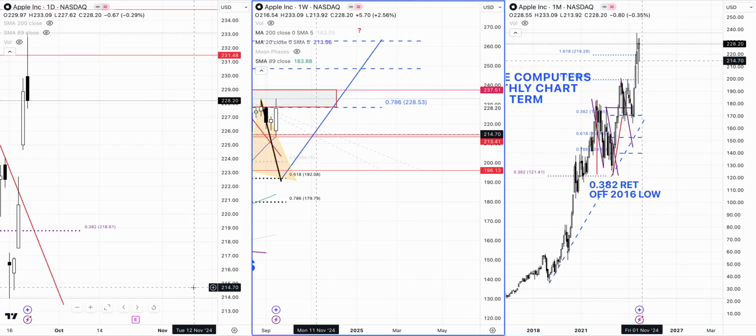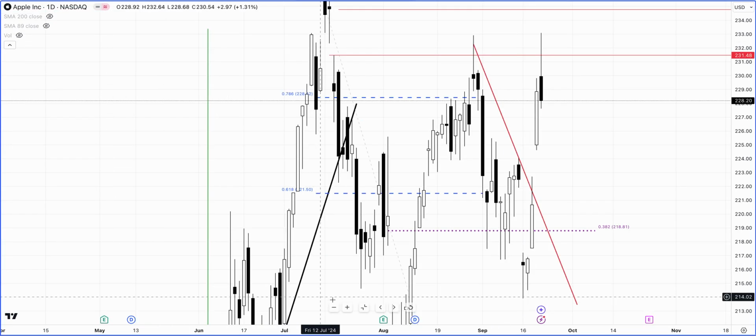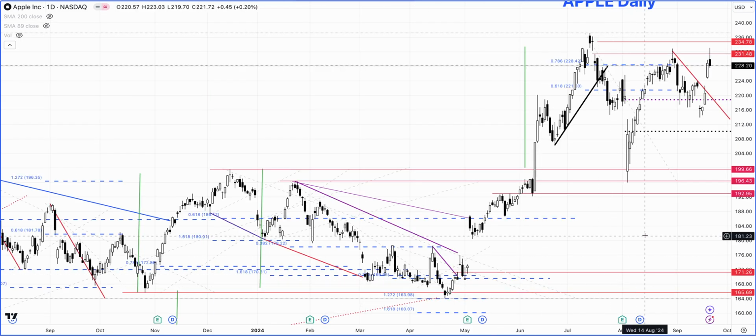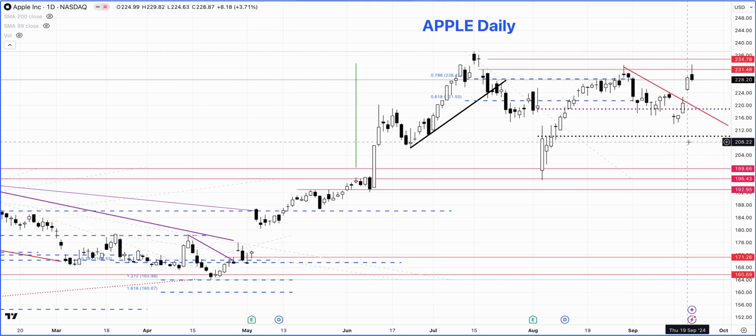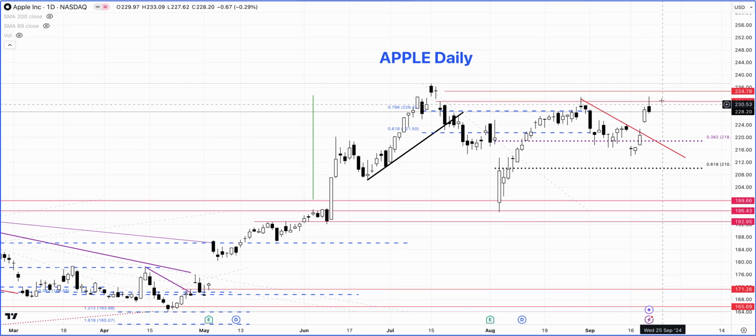And then here we go and take a look at the daily chart of Apple. Here we go. Let me bring it down here. On the daily chart, you can see last Friday's candle is not a good looking candle because I believe it went and took out the highs of 29th of August.